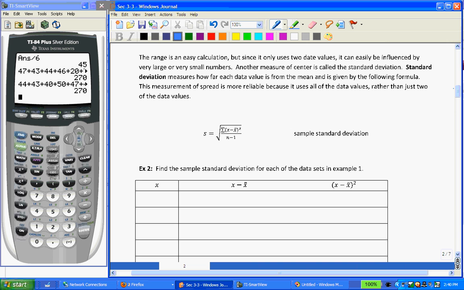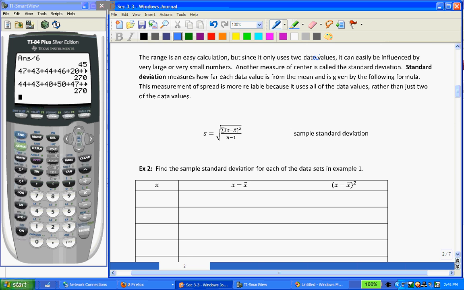So the range is a relatively easy calculation, but it only uses 2 data values. It can easily be influenced by very large or very small numbers. So if we just change one of those values, it can drastically change our range, which was the difference between set 2 and set 3. Another measure of spread is called the standard deviation. Standard deviation measures how far each data value is from the mean and is given by the following formula. The measurement of spread is more reliable because it uses all of the data values rather than just 2.